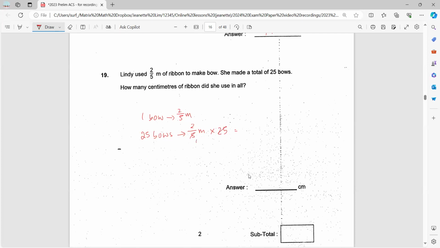With this, you can simplify. This is 10 meters. How many cm? 1 meter is 100 cm. So times 100, add 2 more zeros.